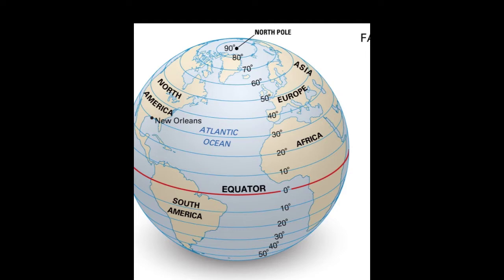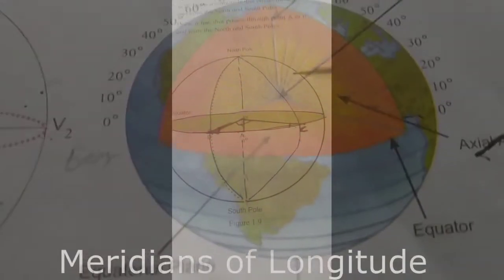New Orleans in North America, Cairo in Africa, and Lhasa in Asia are located on the 30-degree north parallel. There are 181 parallels on the earth. The 0-degree parallel is the equator. 1-degree north to 90-degree north parallels are in the northern hemisphere. 1-degree south to 90-degree south parallels are in the southern hemisphere.